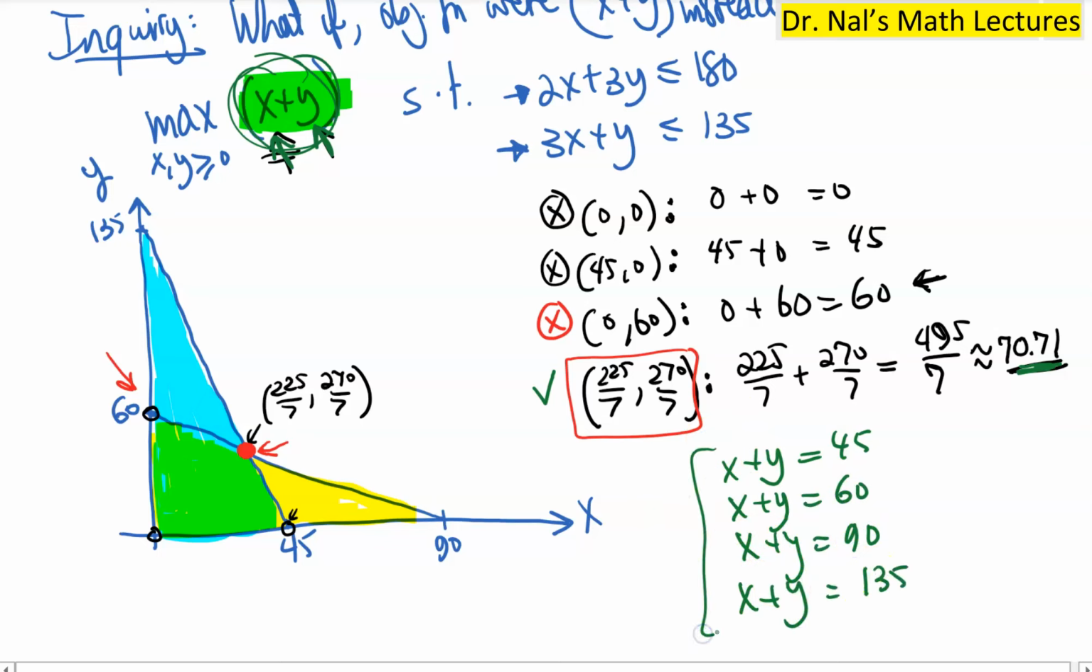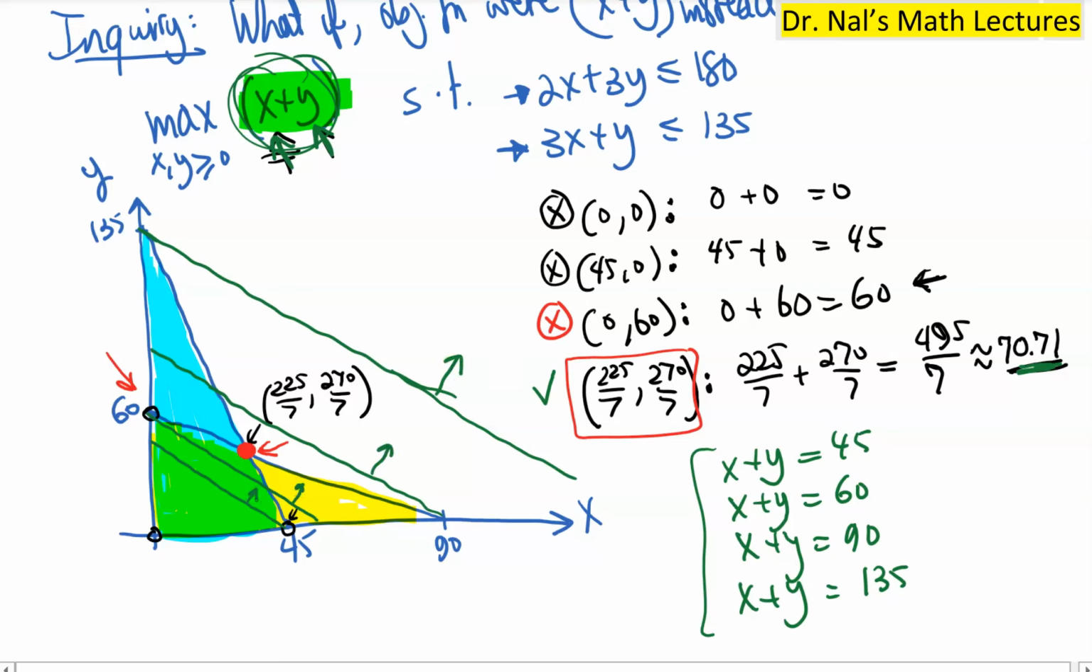See what happens when I draw these hypothetical lines. The 45 will go like this, the 60 like this, the 90 like this. All of them have a slope of -1, and finally the 135 should go like this. The values of those lines keep increasing as I go northeast. If you start from the one at the bottom, x plus y equals 45, and keep sliding it northeast while preserving the slope, I reach the next stop, x plus y equals 60.